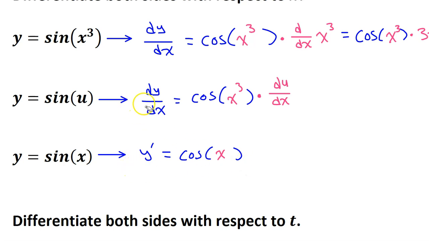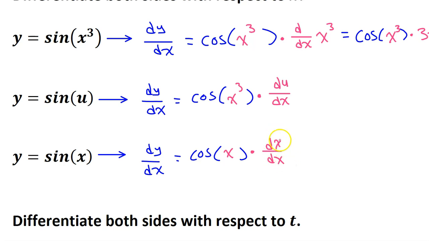Very quickly, let's look at it with Leibniz notation. dy dx is equal to cosine. The inner function is the x, and then we would multiply by the derivative of the inner function, which would be dx dx. You can probably intuitively see that, of course, dx dx is 1. They basically cancel out, just like in algebra.